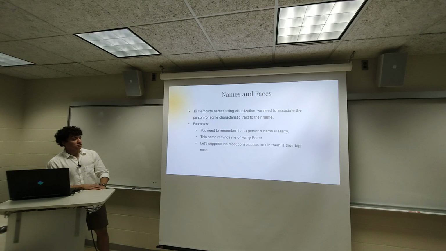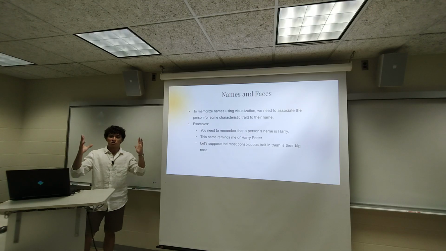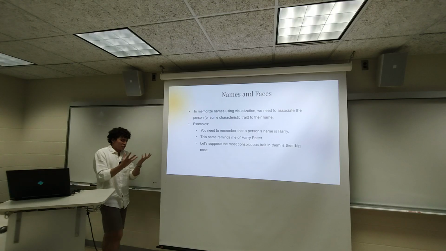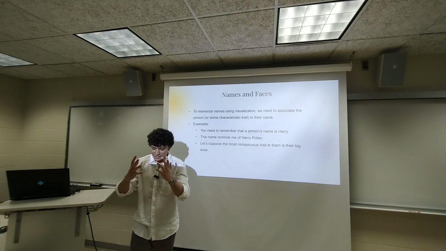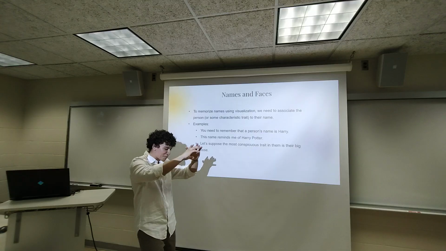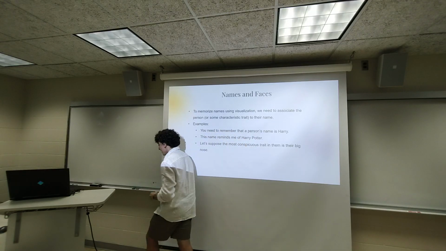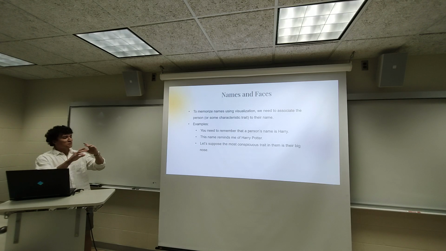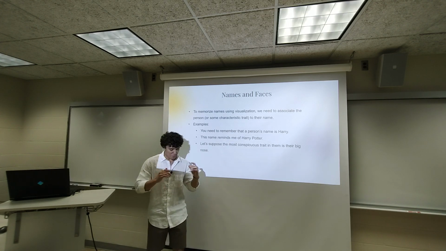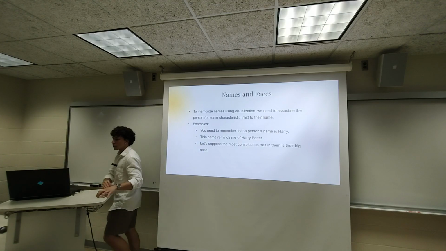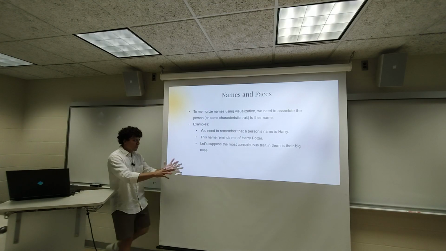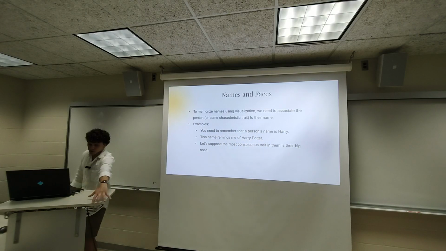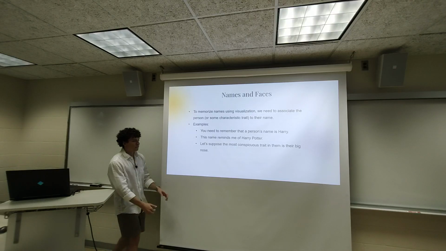And let's suppose that the most conspicuous trait they have is that they have a big nose. That's something you got to ask yourself. You're going to look at them and ask, what is the most visible trait? And that's why you should not tell people your images. So how are you going to create an image with this person's nose and Harry Potter? Imagine you just met someone. They have a big nose and their name is Harry. I'm going to give you 10 seconds to create an image involving their big nose and Harry Potter.